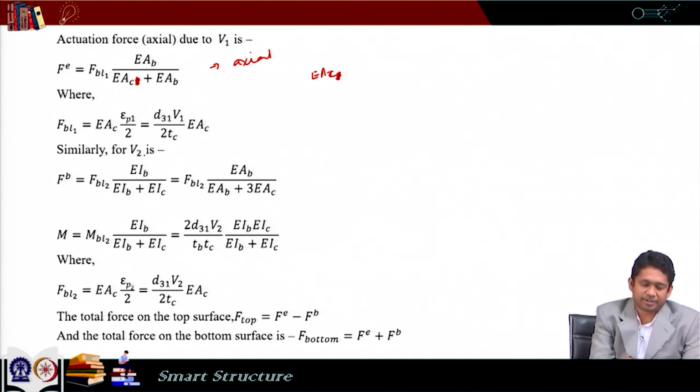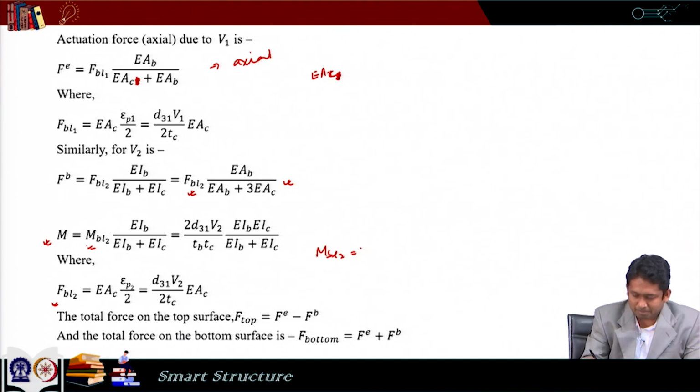And similarly, for voltage V2, which is a bending actuation, the force FB is equal to this, which is equal to this in terms of the block force FBL2, and the corresponding bending moment is M equal to MBL2 into this. So, the block force corresponding to V is this, and similarly the MBL2, the block bending moment, would be FBL2 multiplied by TB by 2.